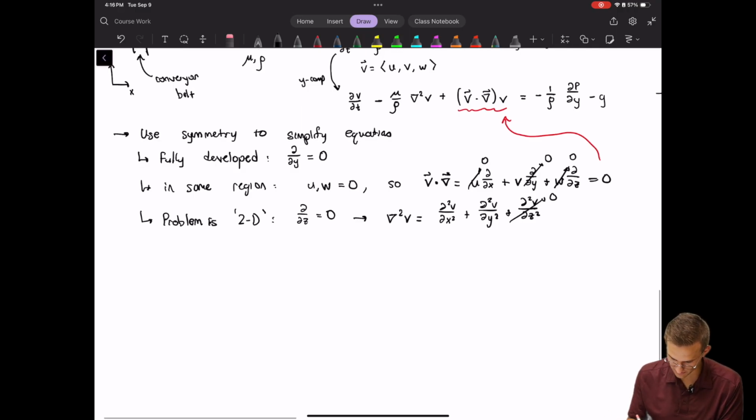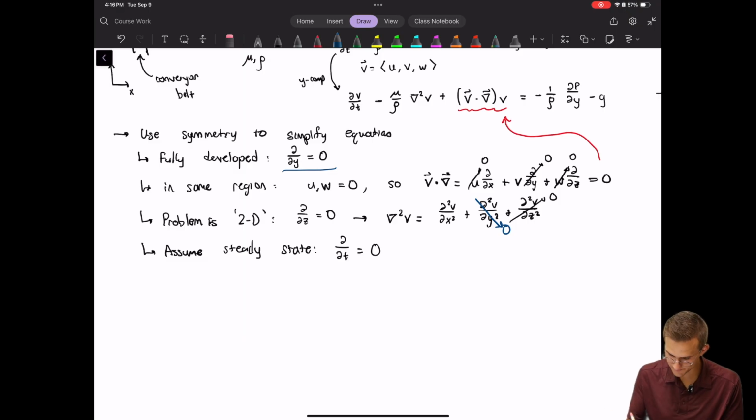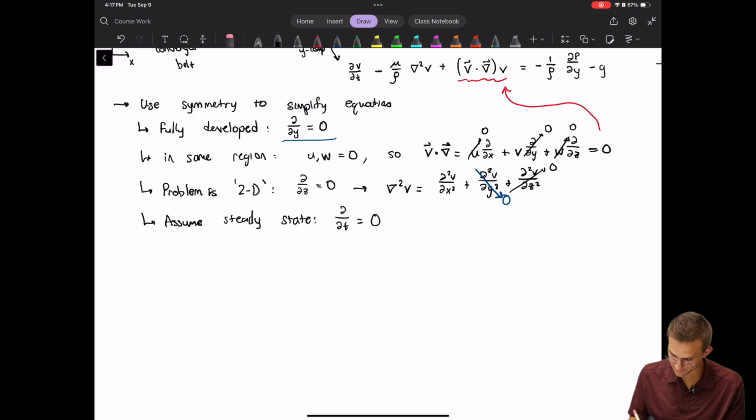Okay, and then we'll also assume steady state, which in effect is saying that the partial derivative with respect to time is also acting like a multiplication by 0. Okay, we should also note that the fully developed condition here leads to this going to 0 too. Okay, so what are we left with?